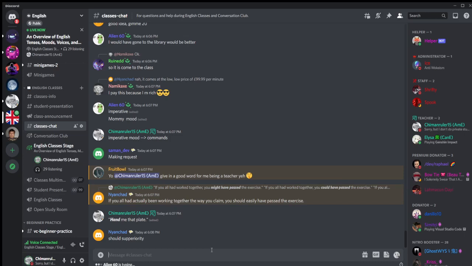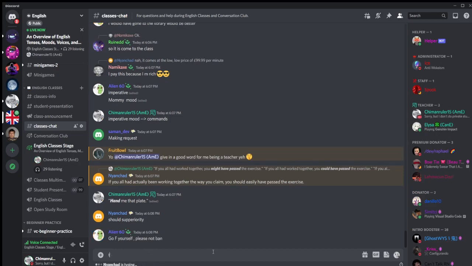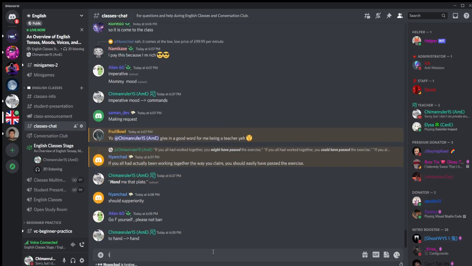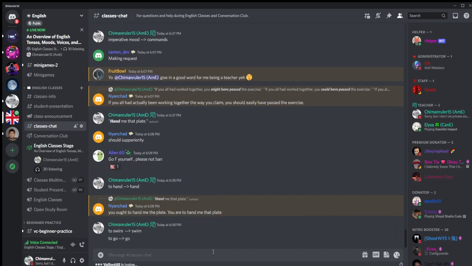So in this case, hand, that's in the imperative mood form. And for the imperative mood, all you do is use the base form of the verb. So to hand would be just hand, right? To swim would just be swim. To go would be go, such as go to the library. You just use the base form of the verb. And the base form of any verb is just the verb without the to in front of it in an infinitive. So you just take the to out, and then you get the base form of the verb.